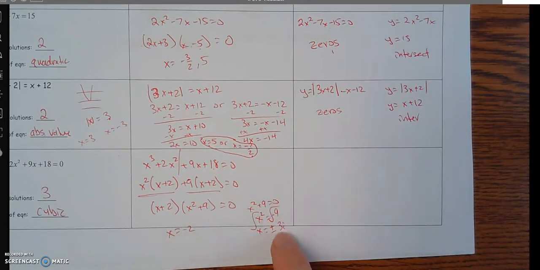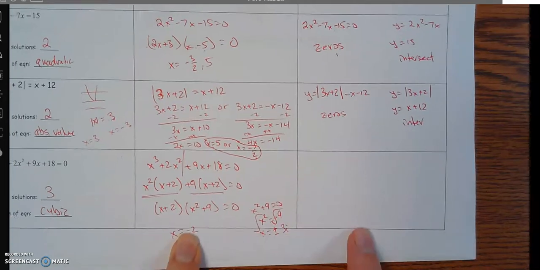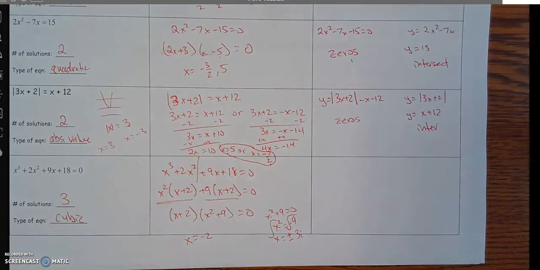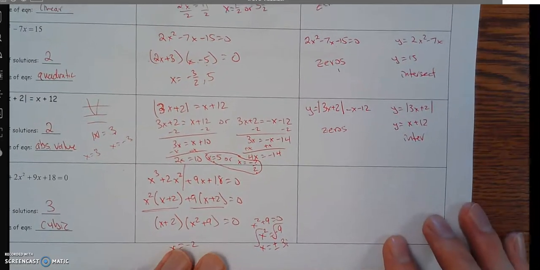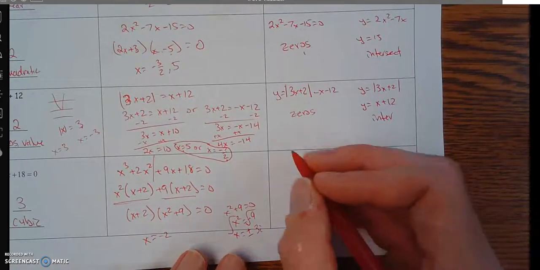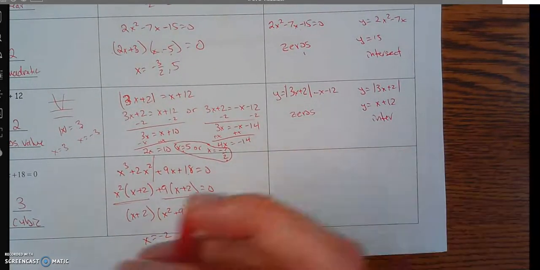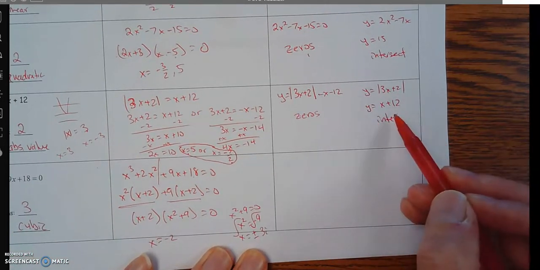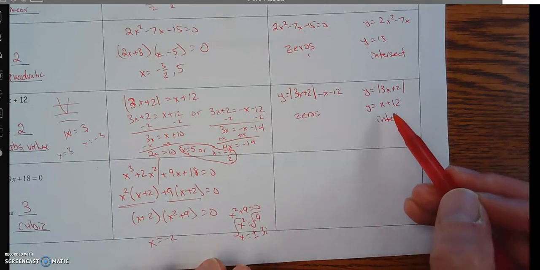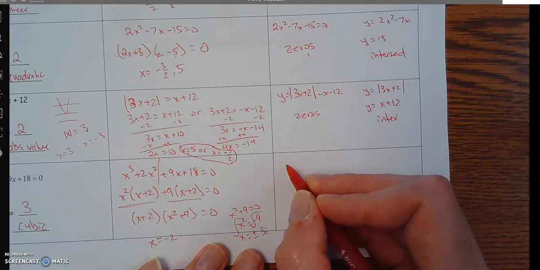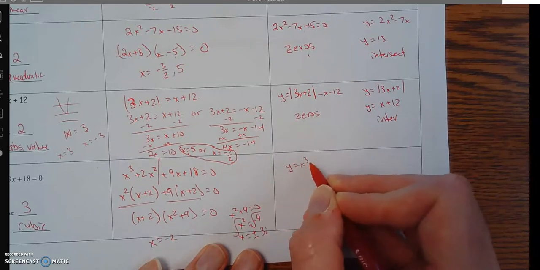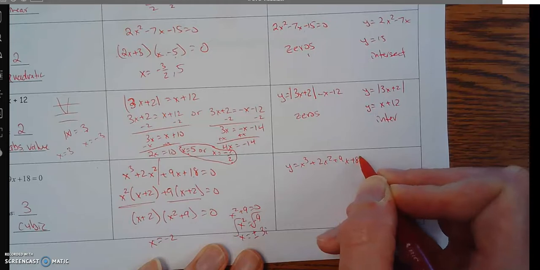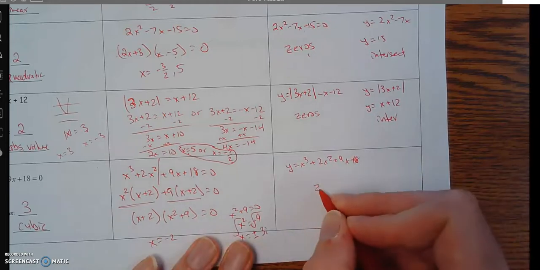So I've got 1, 2, 3 solutions. Only one of them actually exists, but I told you there's possibly 3. Well, there's our 3. And now this one, there's only one, since it's set equal to 0, this intersect really isn't an option because you'd be graphing y equals 0, which is the x-axis. So you want to graph y equals x cubed plus 2x squared plus 9x plus 18, and look for zeros.